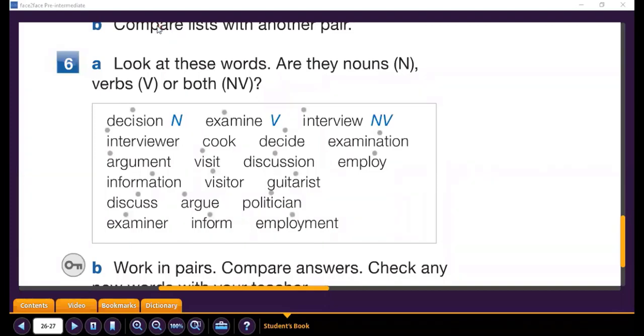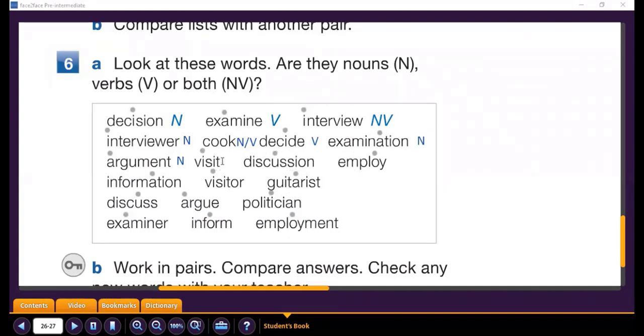Okay, guys, let's check the answers together. So interviewer, we said it's what? Noun. And cook? Noun and verb. Remember we said you can cook, or cook is the person. And decide? Verb. Examination? Noun. Very good. Argument? Noun. Very good.